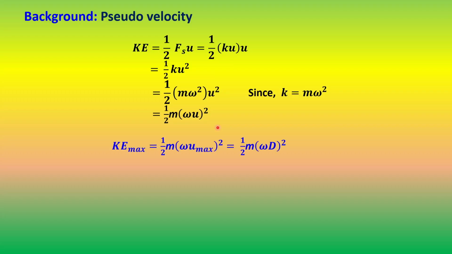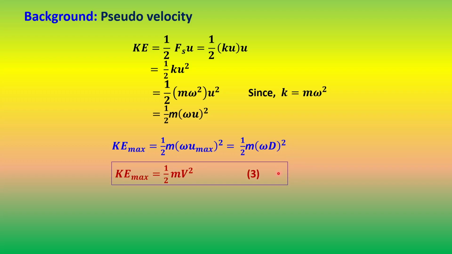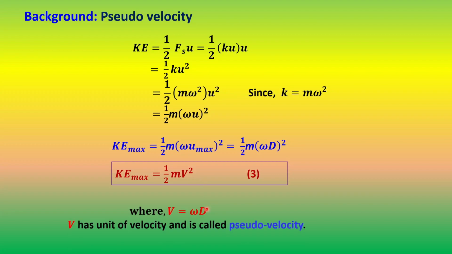This omega U, when we consider the maximum kinetic energy, that is Ke max, in that case U becomes maximum displacement U max. So Ke max equal to half M omega U max whole square, and this you can write equal to half M omega D whole square. This omega D we want to express by a new variable V. So we can write Ke max equal to half M V square. This is looking very much as the kinetic energy in physics, and this V is called pseudo velocity. So V equal to omega D.